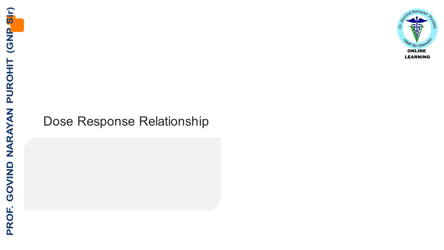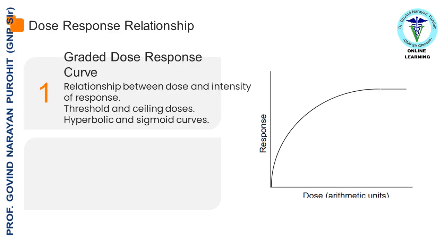The relation between the response produced by different dosages is expressed by a graphical representation called the dose-response curve, DRC. These are of two types: first, the graded dose-response curve, and second, the quantal dose-response curve. The graded curve gives the relation between the dose of a drug and the intensity of response in a single biological unit. The curve depicts that when the dose exceeds a critical level, the threshold dose, the response also increases progressively until it reaches a steady level, the ceiling effect, or ceiling dose.